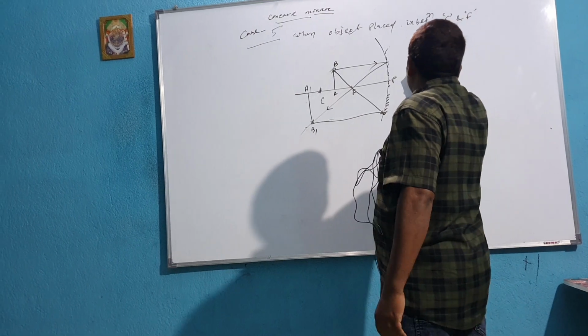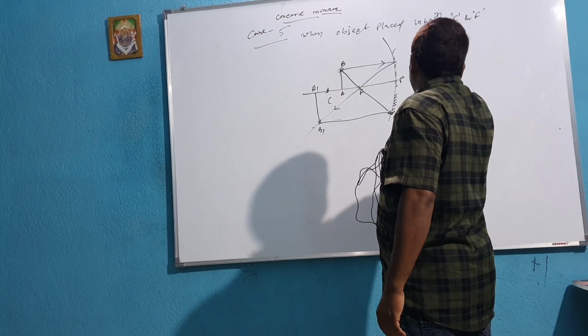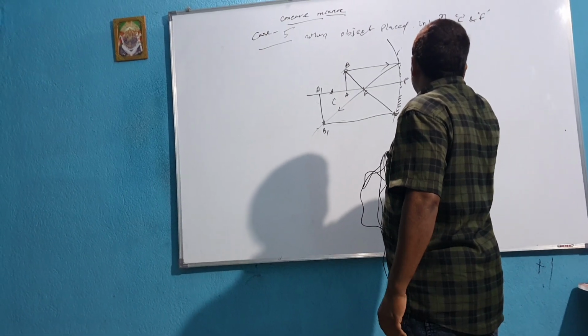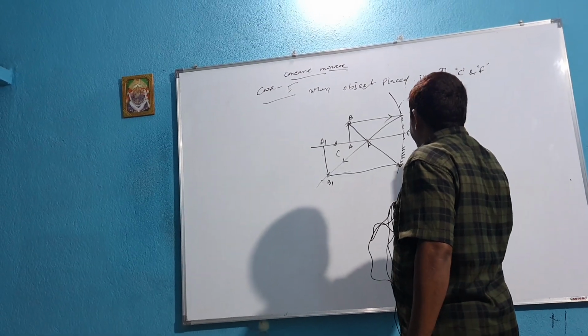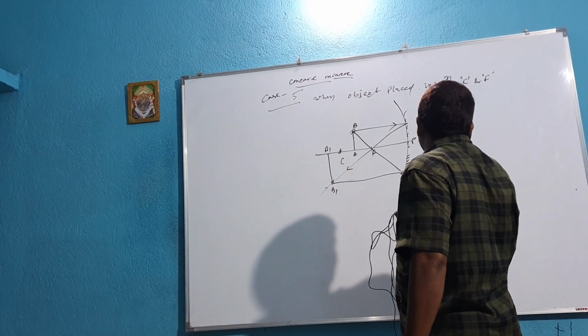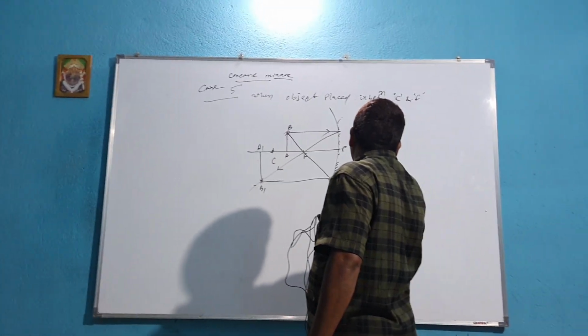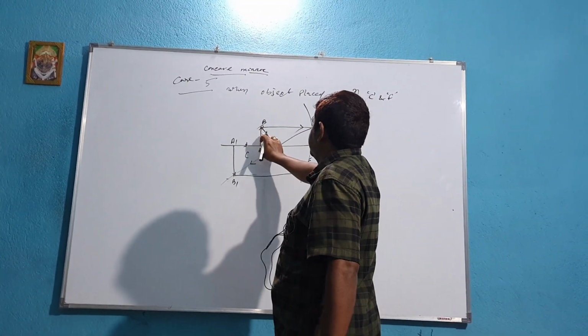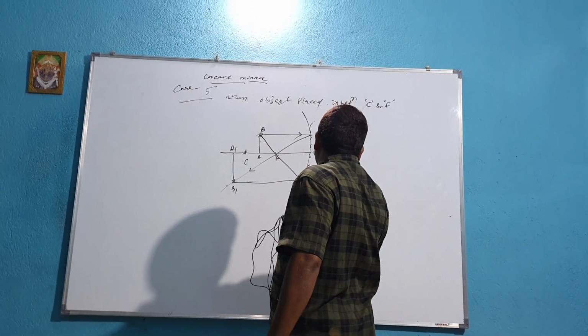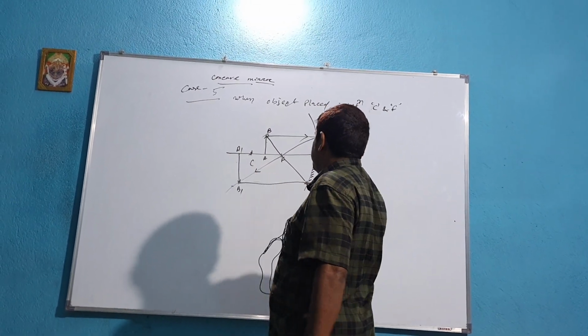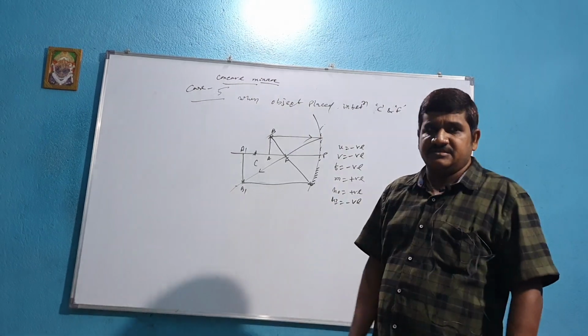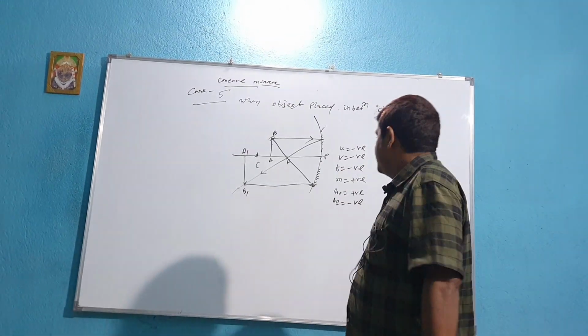Then u negative, v negative, focus also negative, magnification will be M positive, height of the object positive because it is on the principal axis, height of the image negative because it is below the principal axis.